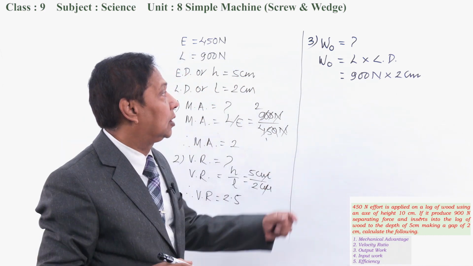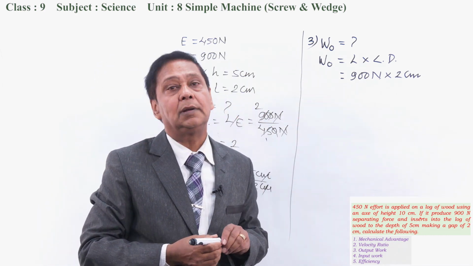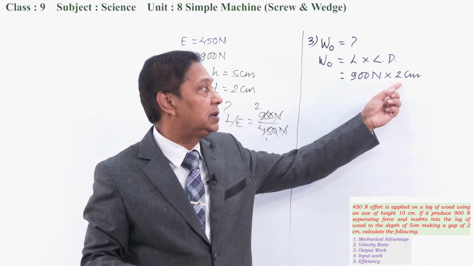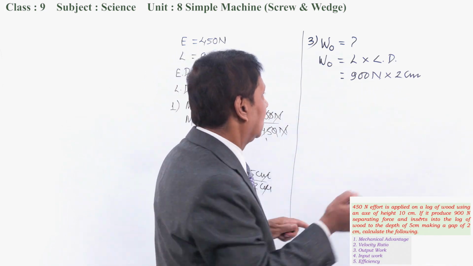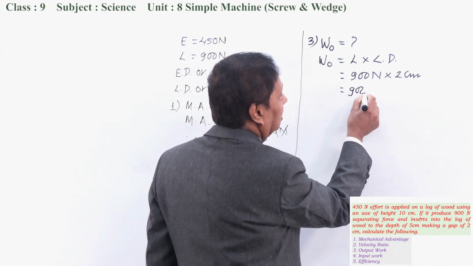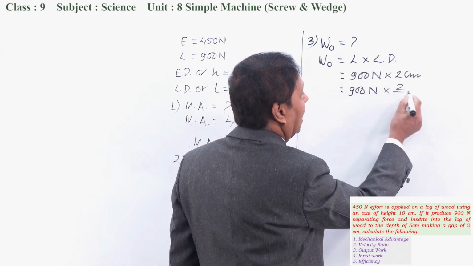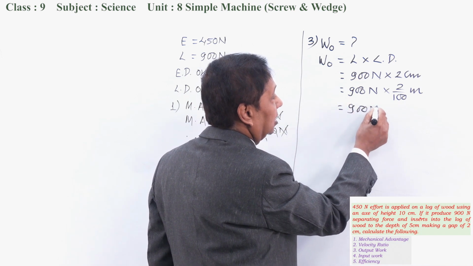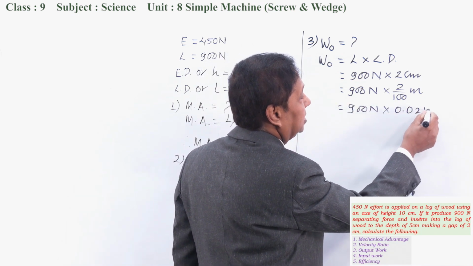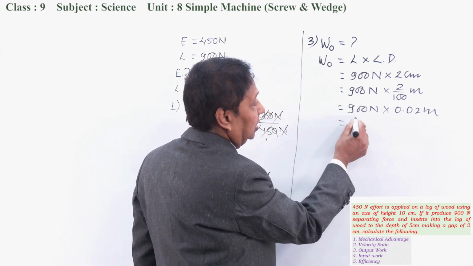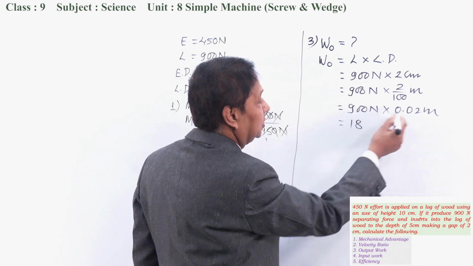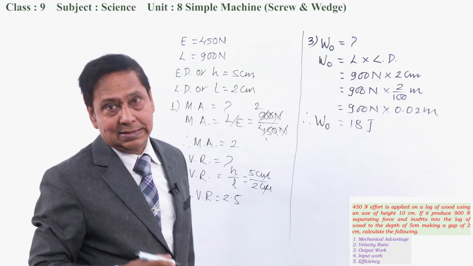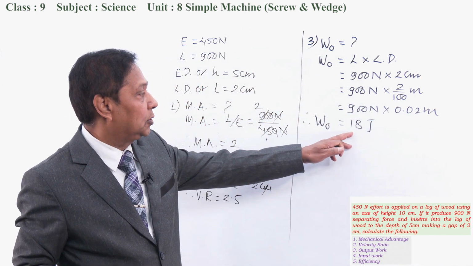But centimeter doesn't work because work is calculated in joule. Joule is the unit of work according to the SI system. That's why we have to convert this into meter to get joule. So I'm writing differently. 900 Newton into 2, if divided by 100 then it comes in meter, and this is equal to 900 Newton into 0.02 meter. 9 twos are 18, two zeros, point is there, that's why Newton meter becomes joule, 18 joule. Therefore, work output is equal to 18 joule. Yes, this work output is calculated.